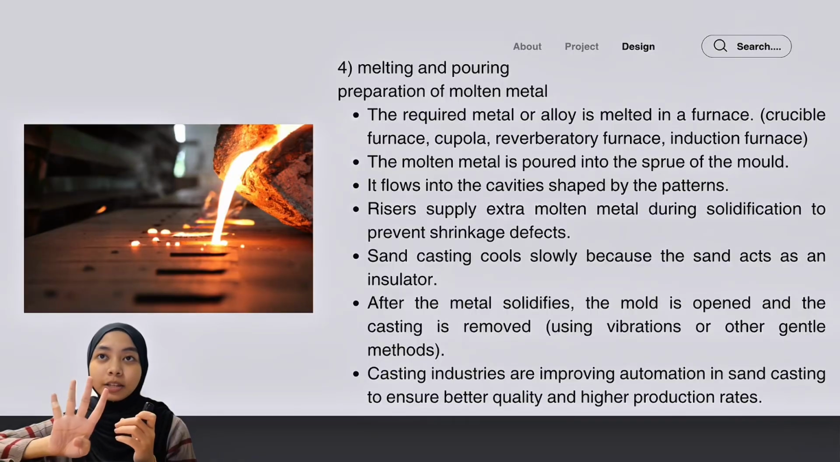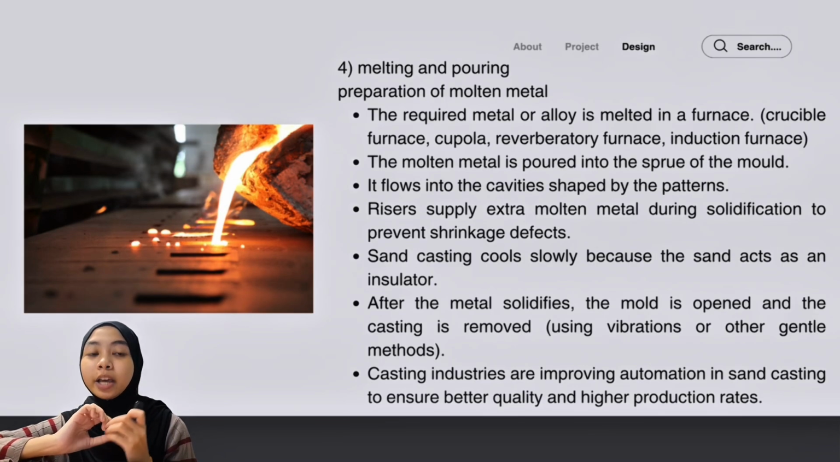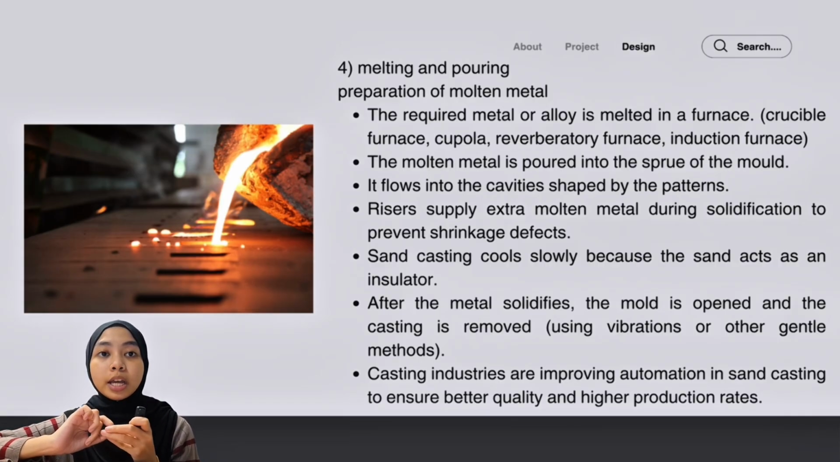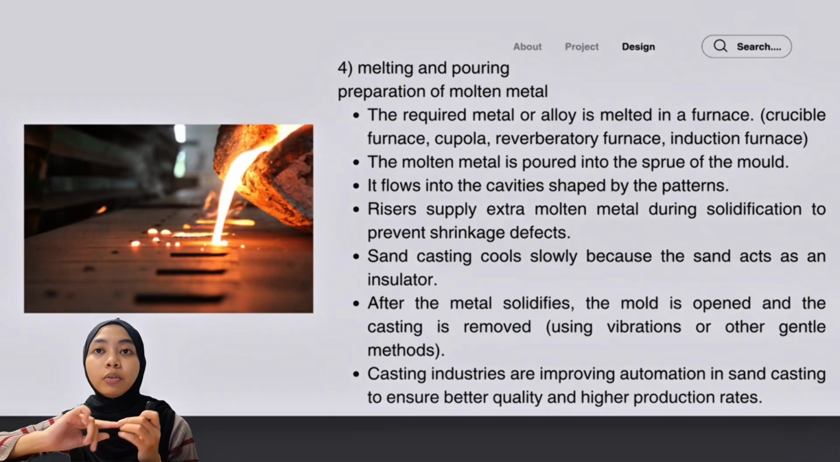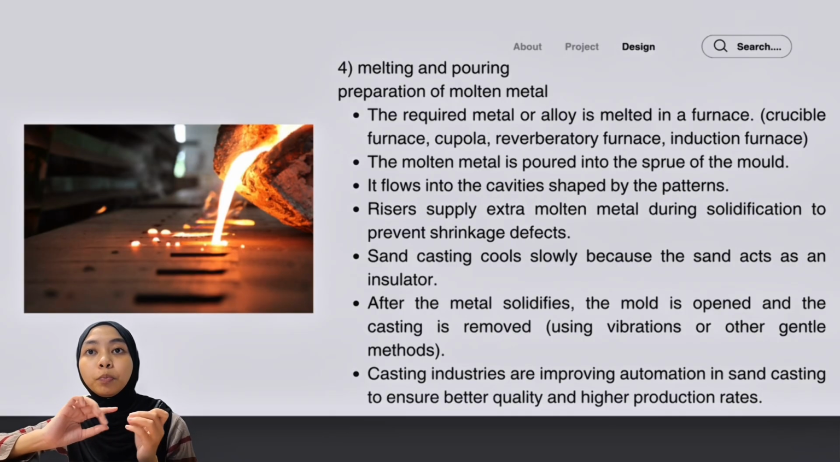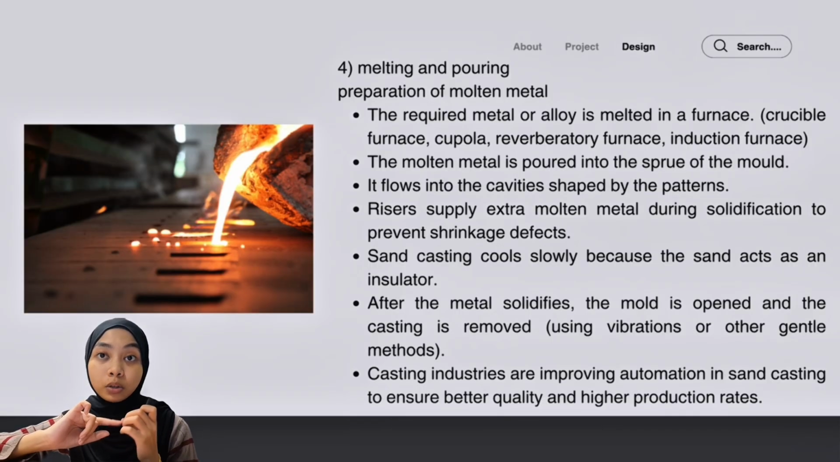For the fourth process, it is melting and pouring. Basically, in the preparation of molten metal, the required metal or alloy is melted in a furnace, and then the molten metal is poured into the sprue of the mold, which is the opening of the mold. It will flow into the cavities shaped by the patterns, and the riser supplies extra molten metal during solidification to prevent shrinkage defects. Sand casting will cool slowly because the sand acts as an insulator.